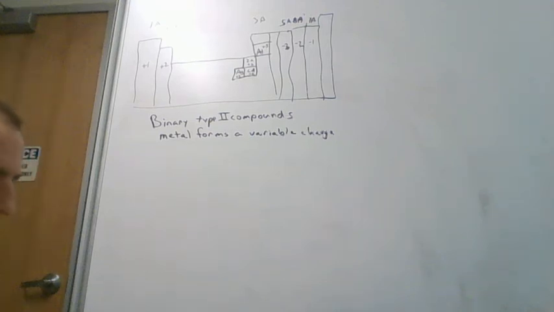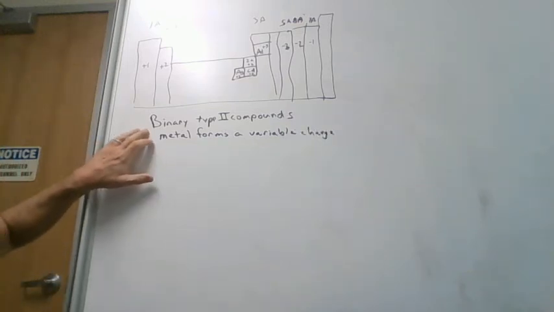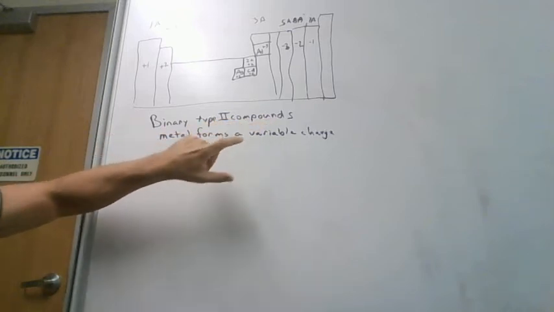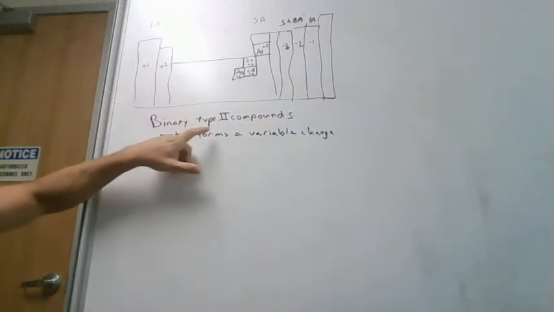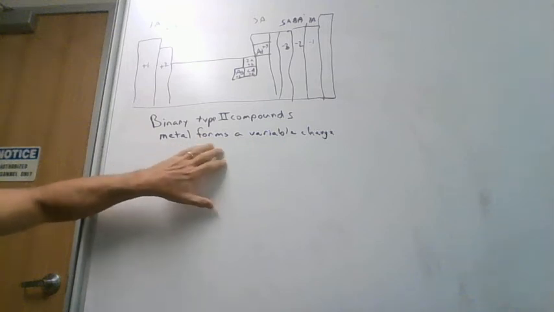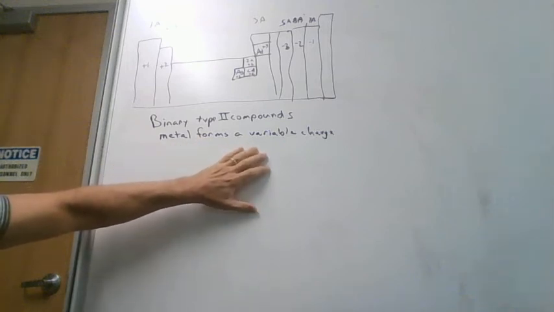So the next kind of compound we're going to talk about naming is a binary type 2 compound, right? And again, binary means it's only formed of two different elements, and compound means there are different elements. For a type 2 compound, we have a metal and a non-metal, but the metal forms a variable charge.